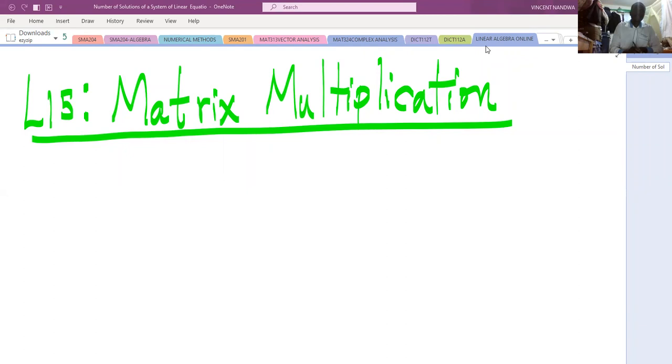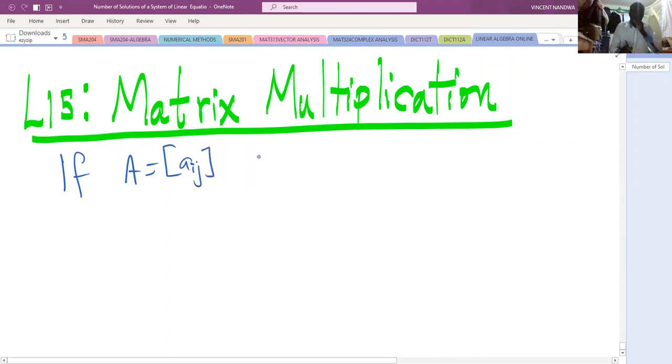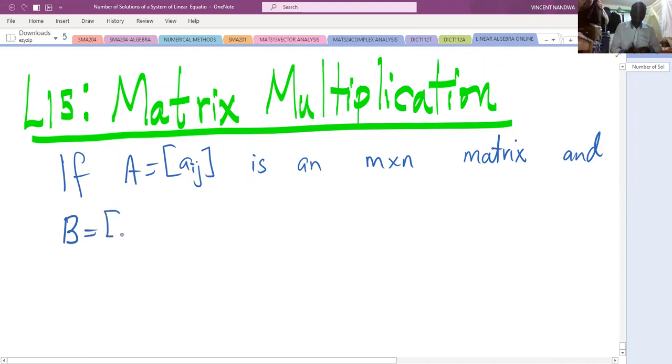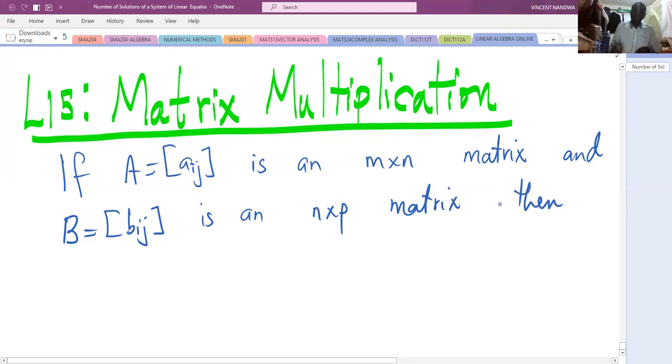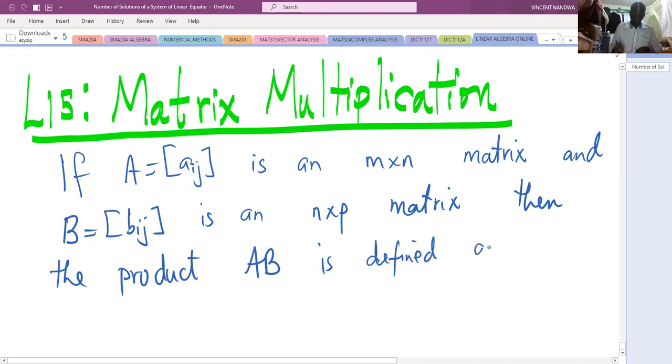So we say if A, given by Aij, is an M by N matrix, and B, given by Bij, is an N by P matrix, then the product AB is defined and is a matrix of order M by P.